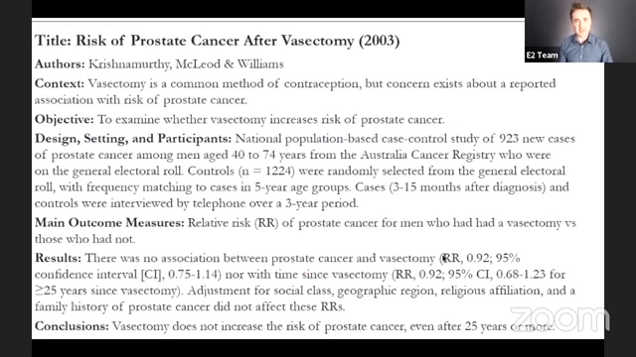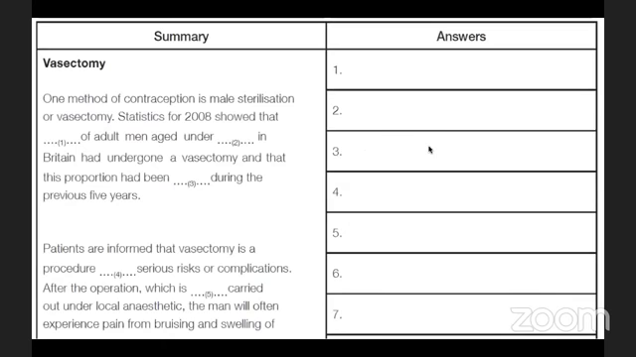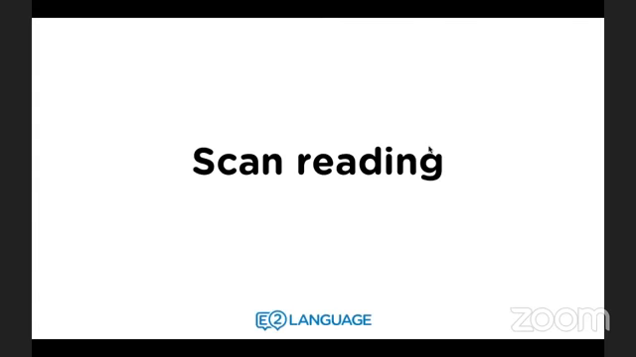So a research abstract might look like this, for example. You'll see this on the paper in front of you. Just have a look at this for a few seconds because it's incredibly complex. And what you'll need to do is there's the summary with gaps, and you write the answers on the right-hand side there. Okay? So let's talk about scan reading because this is critical.